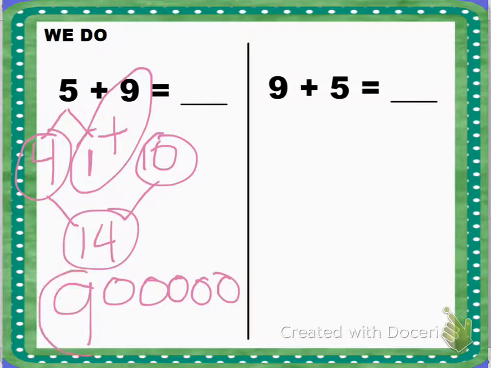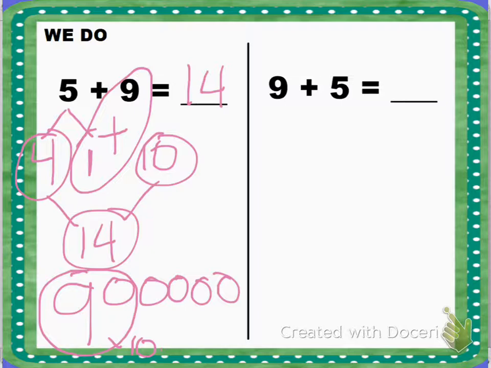Now we know that 9 wants 1, so 9 says, hey, 5, can I have 1? So the 5 gives 1 away, and so now that 9 becomes a 10. So now we know it's 10, because I'm putting that bigger number in my head and counting: 10, 11, 12, 13, 14.